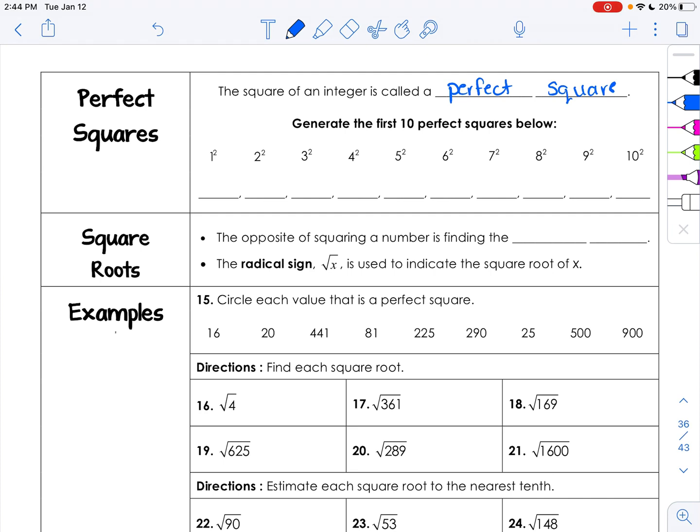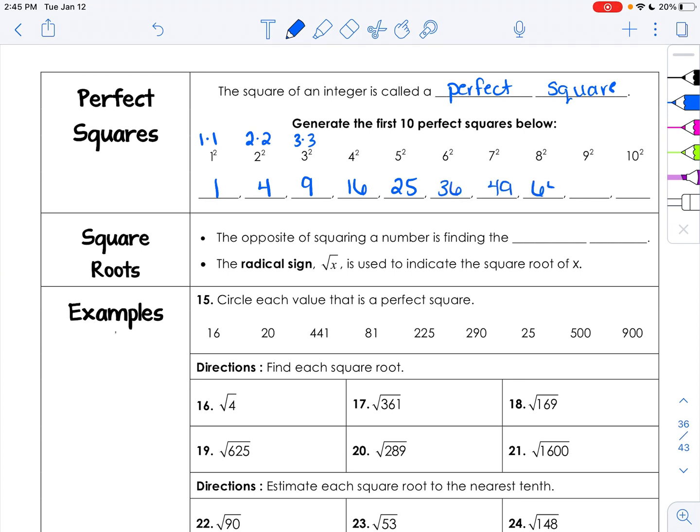And we need to know the first 10 perfect squares. So just like we talked about with exponents, we're writing perfect squares with exponents. So 1 squared, the value of that is 1 times 1, which is 1. 2 squared is 2 times 2, which is 4. 3 squared is 3 times 3, which is 9. 4 times 4 is 16. 5 times 5 is 25, and so on.